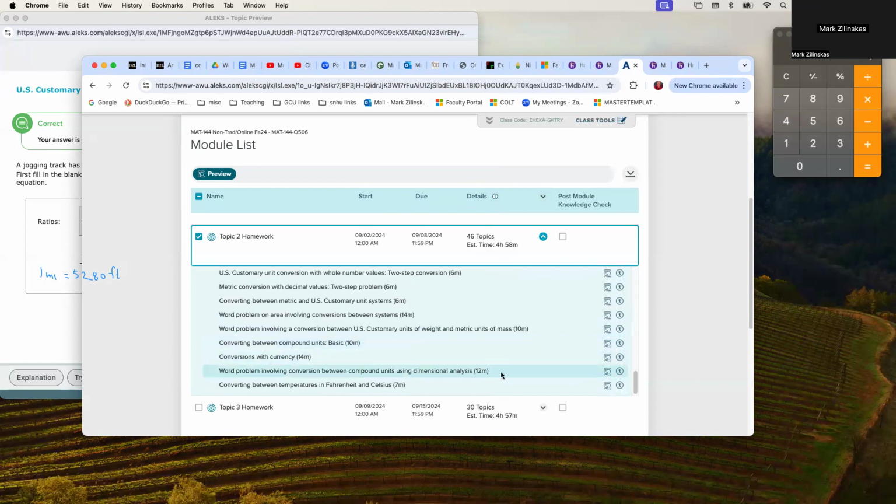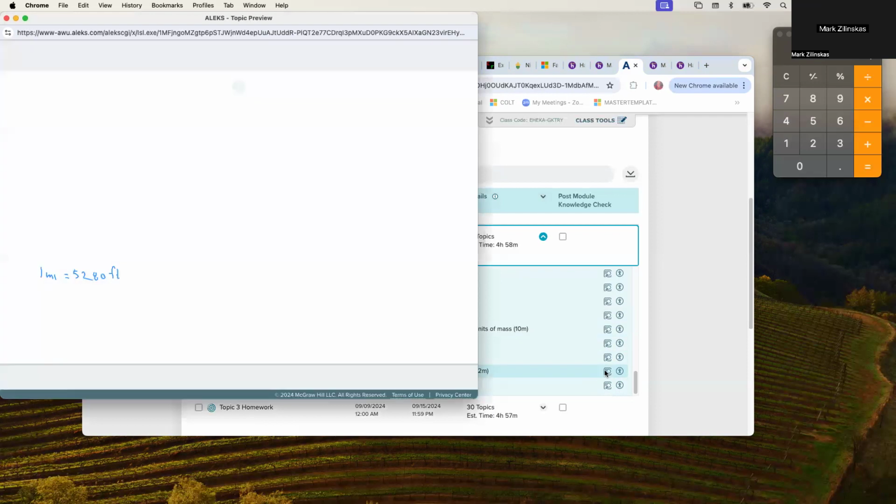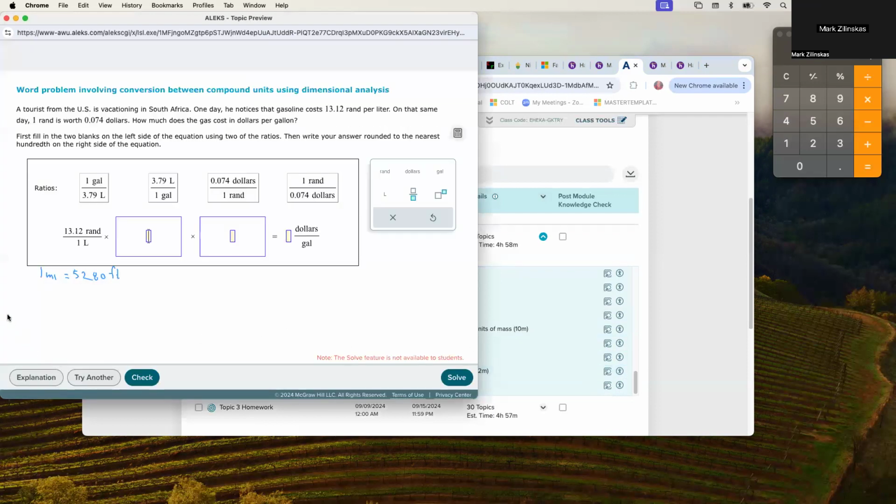I guess maybe I could do one of these here, a word problem conversion between compound units. And I guess these are kind of all word problems here. If I wipe this out and put all drawings. Okay, here we're doing a rate. This would be good for me to do because it's a little bit easier, but again, it's still the same.